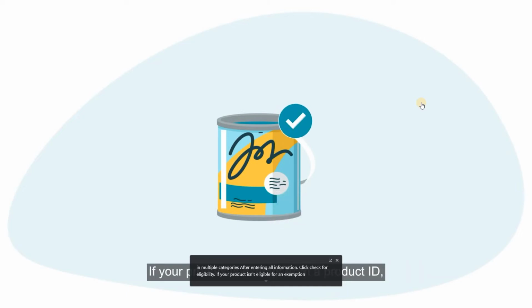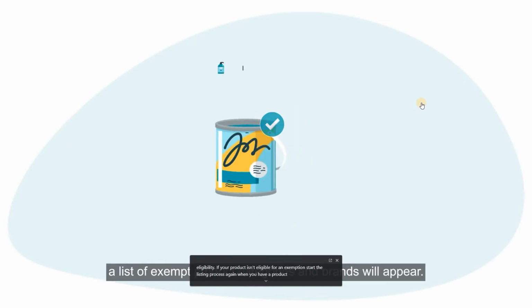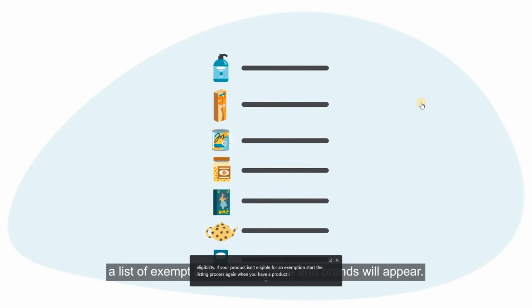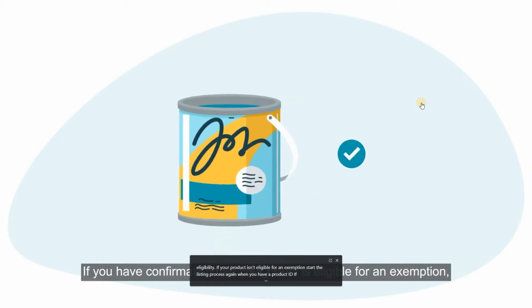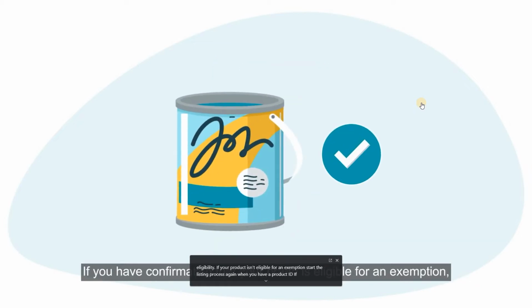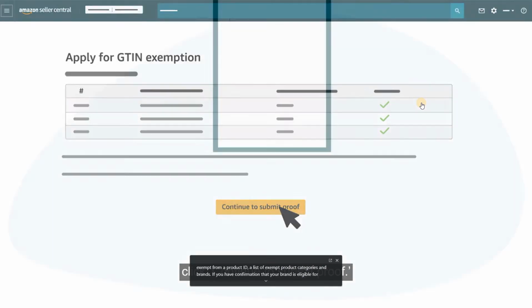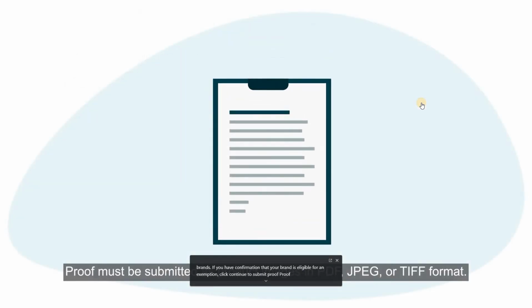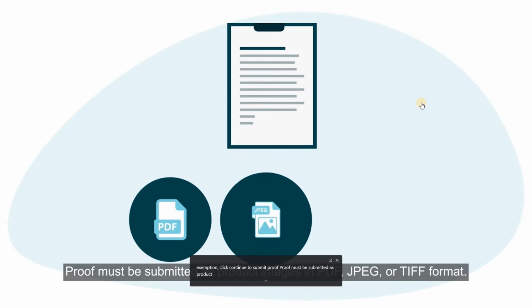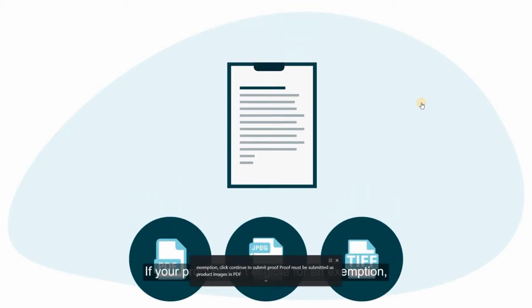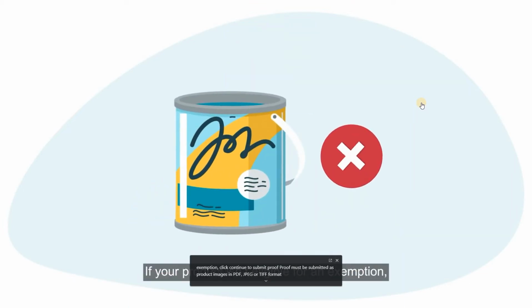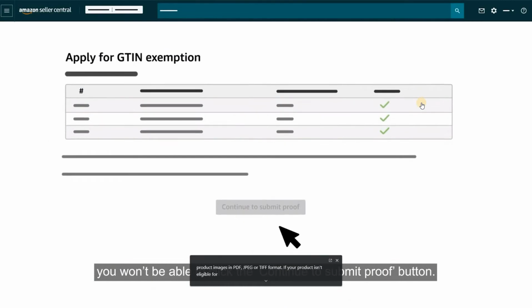If your product is exempt from a product ID, a list of exempt product categories and brands will appear. If you have confirmation that your brand is eligible for an exemption, click Continue to submit proof. Proof must be submitted as product images in PDF, JPEG, or TIFF format. If your product isn't eligible for an exemption, you won't be able to click the Continue to Submit Proof button.